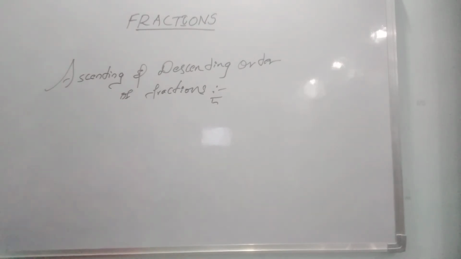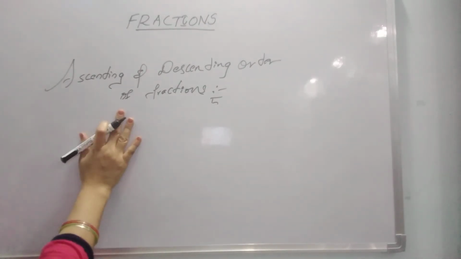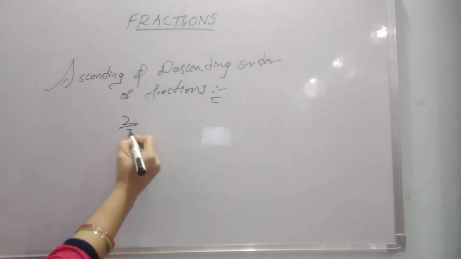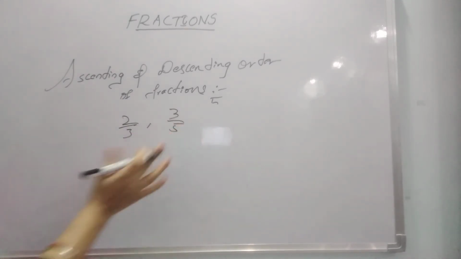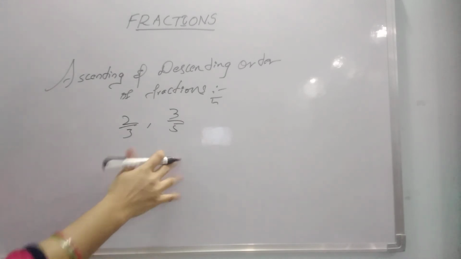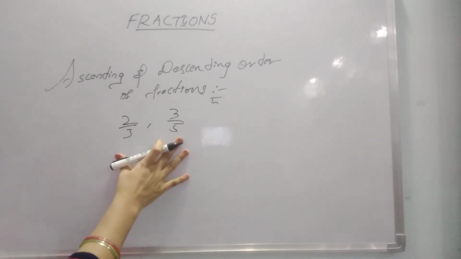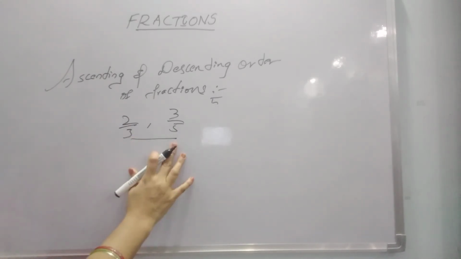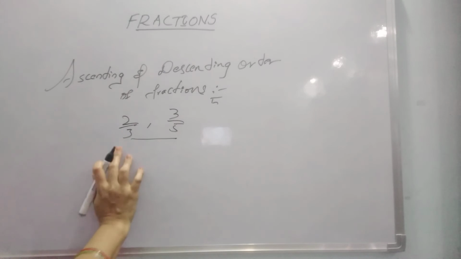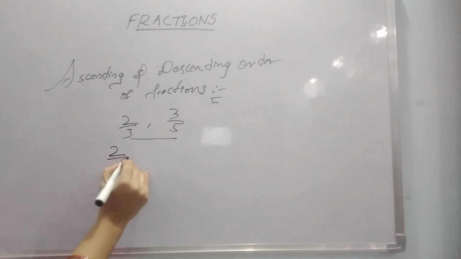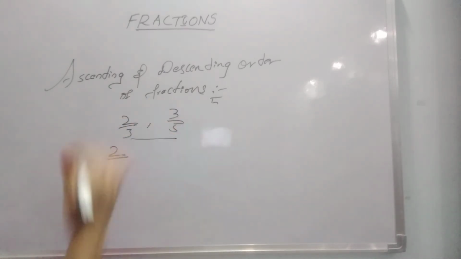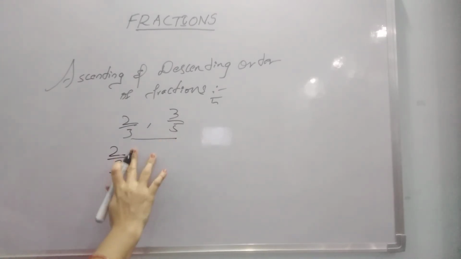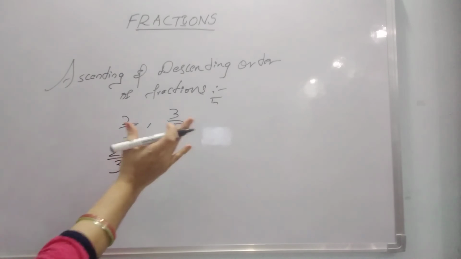Comparing unlike fractions, how can you say ascending or descending, which one is bigger and which one is smaller? Suppose take 2 by 3 and 3 by 5. Say which one is bigger fraction, which one is smaller. How can you say? These denominators are not equal. These are unlike fractions. Okay, for this we have to convert unlike fractions into like fractions. Okay, we have to make the two denominators the same.